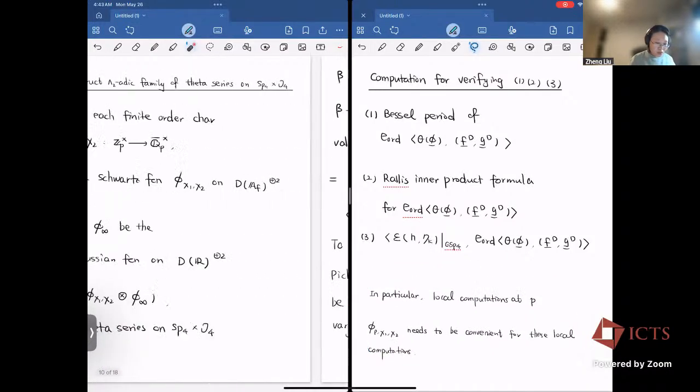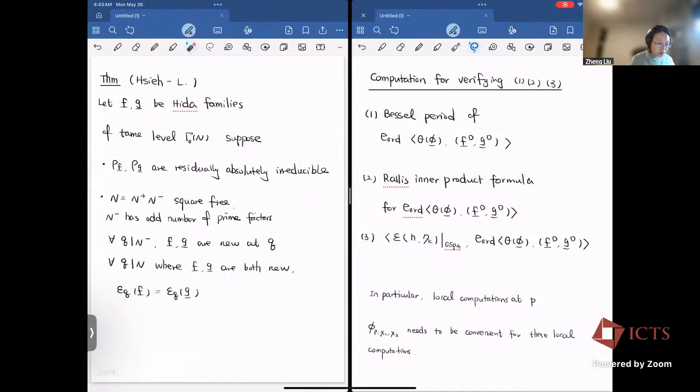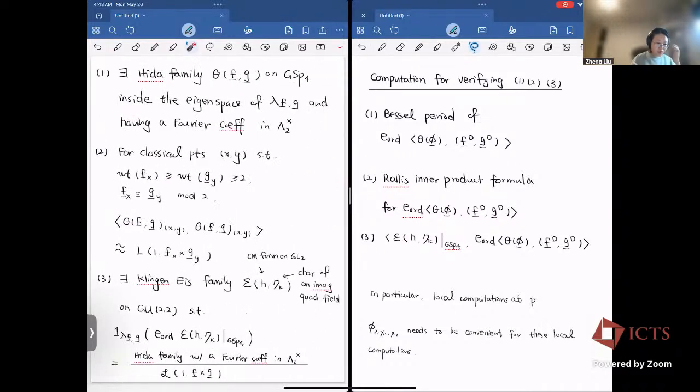Okay, so let me recall what we want to prove for this family. The first property is that we want to show that there is a Fourier coefficient which is a unit. What we're going to do is compute the Bessel period of this family, because we know that the Bessel period is going to be a linear combination of the Fourier coefficients.